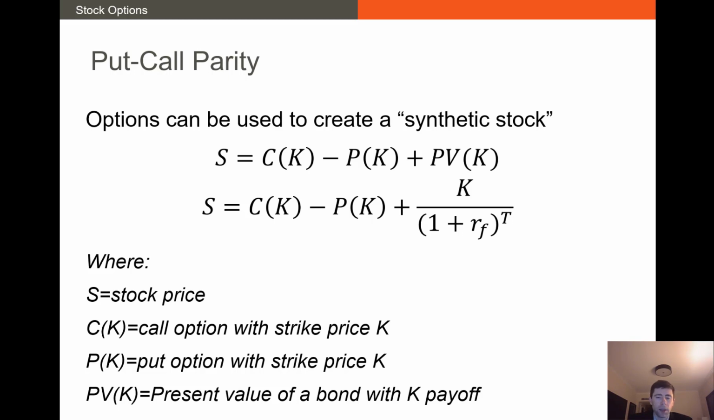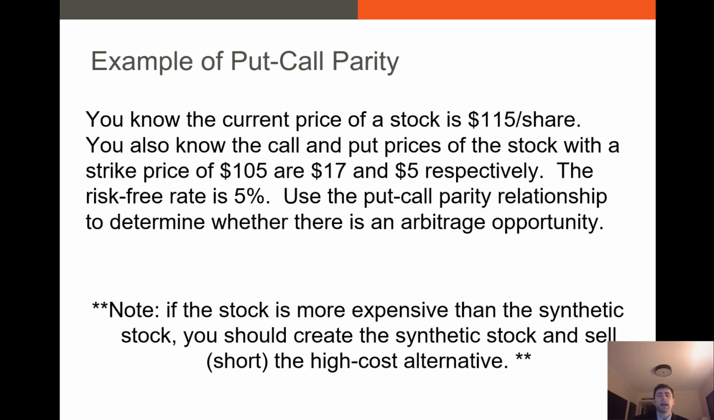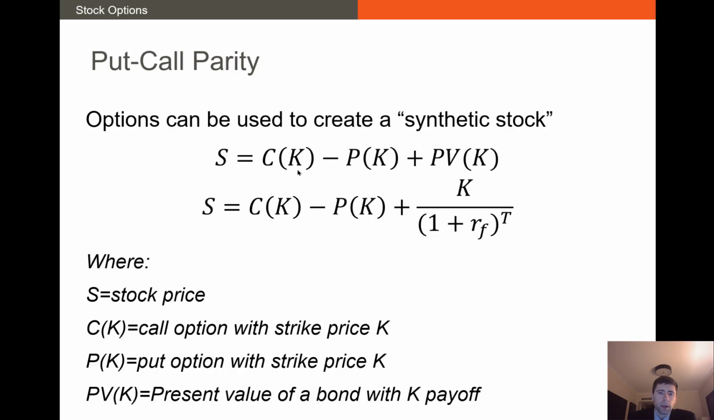This is a very, very important relationship here, so let's use it in an example. The current price of a stock is $115 a share, and you also know that the call and put prices of the stock with strike price of 105 are 17 and 5 respectively. The risk-free rate is 5%. Use the put-call parity relationship to determine whether there is an arbitrage opportunity here. Basically, when I say arbitrage opportunity, what I mean is if these things are out of line, in other words, these 2 sides don't add up, we could potentially short one side and take the long position in the other, and we would have a riskless profit here.